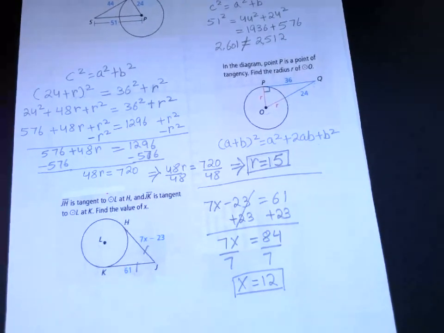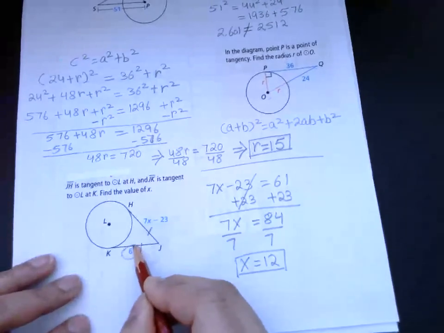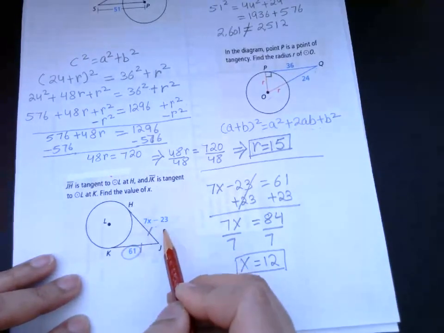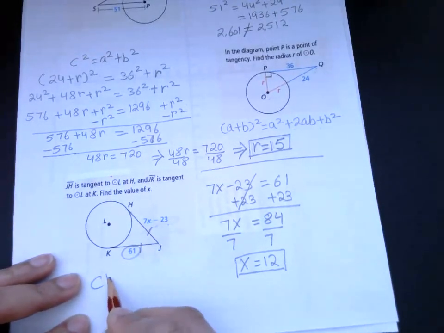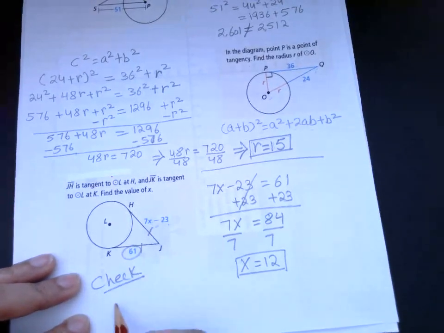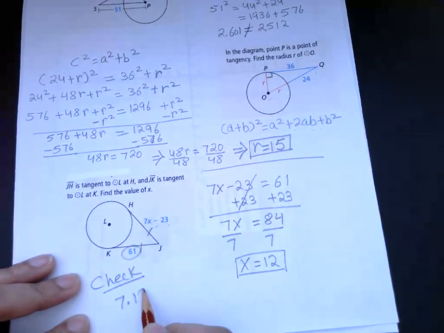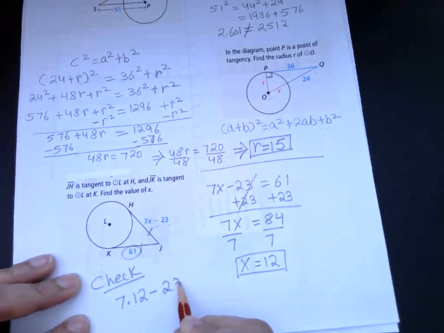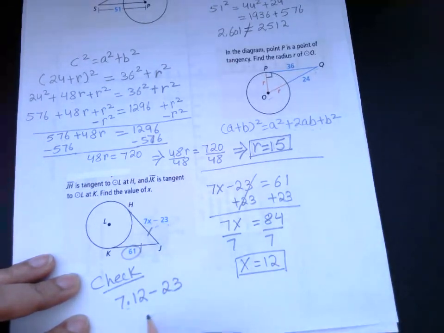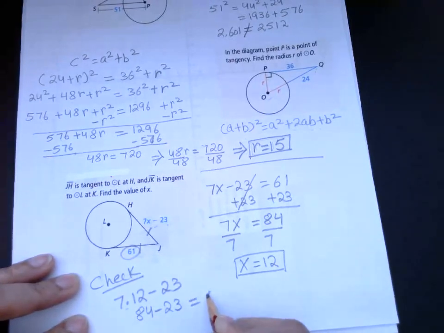Let's check our answer. We know this is 61, so this has to be 61. Let's plug it back here. So 7 times 12 minus 23. 7 times 12 is what? It is 84. 84 minus 23, which is nothing but 61.